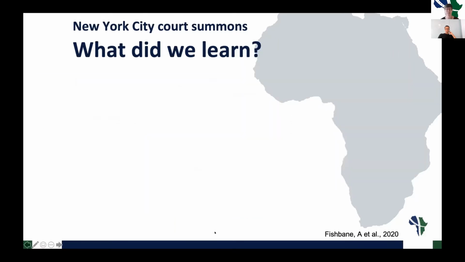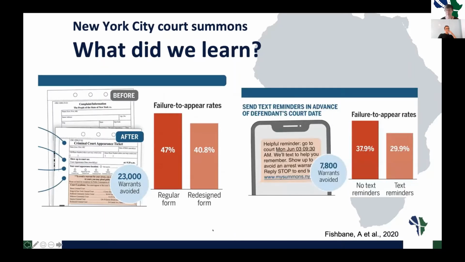In a trial that they were able to run very quickly, because a lot of these summonses are given out every day, they were able to drop the failure to report rate from 47% to just around 41%. That avoided 23,000 warrants just during the trial period for that new summons form. And the text messaging was shown to drop another 7,800 arrest warrants or failures to show up. They were able to test those separately.